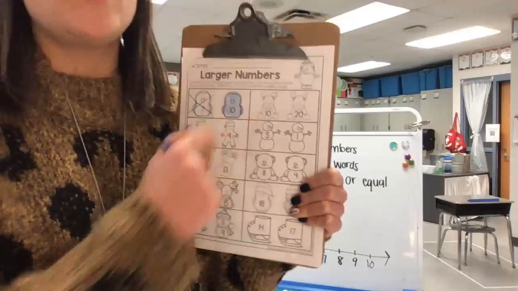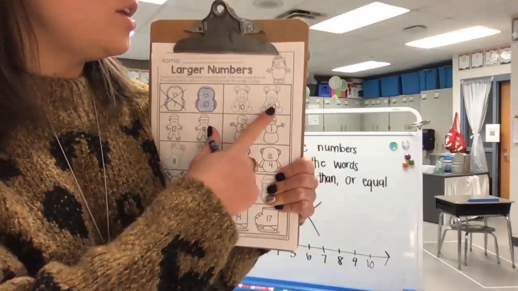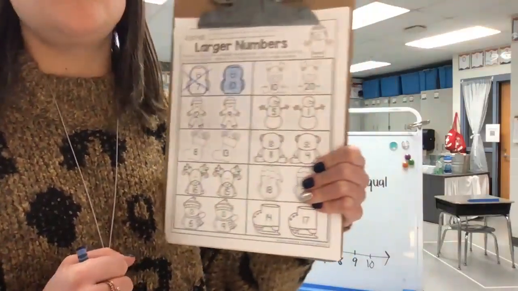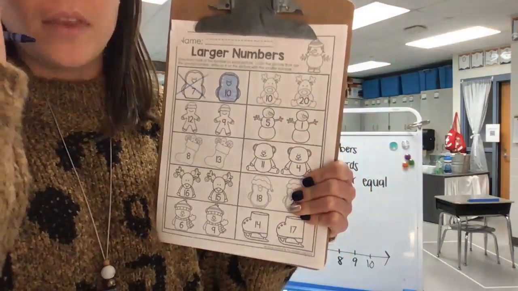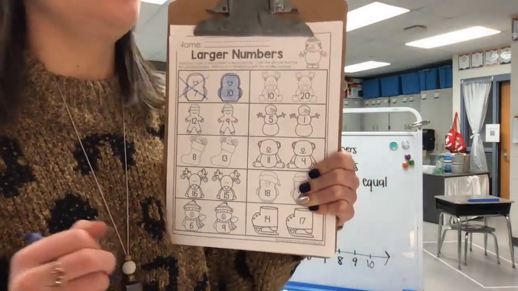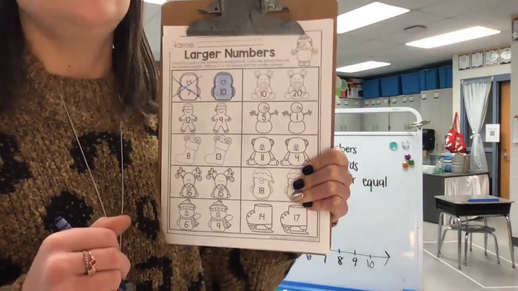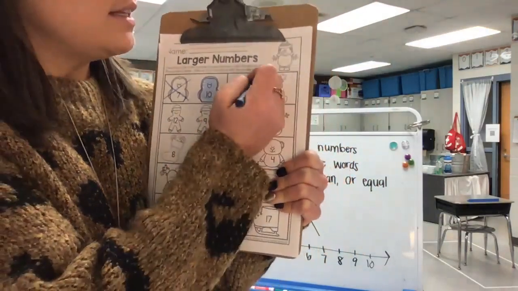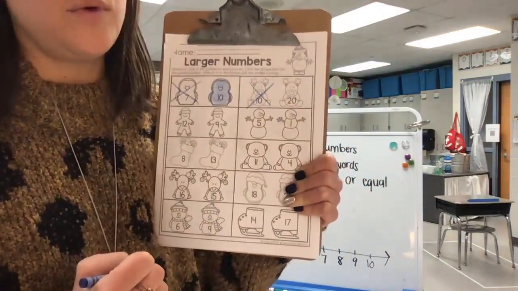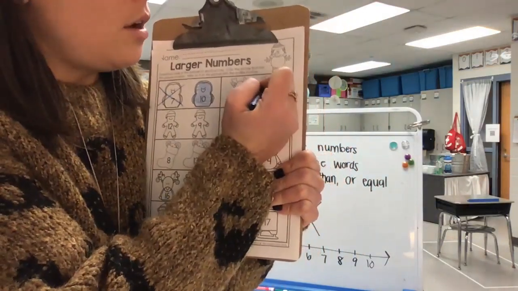All right, let's practice the next one. We have 10 and 20. Which one do you think is greater? 10 or 20? When you're counting, do you say 10 first or 20 first? 10. So that means 10 is less than 20. So we're going to color the 20.